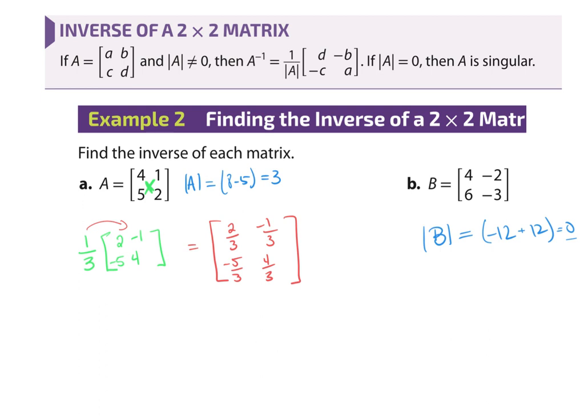0 does not have a reciprocal, right? I cannot multiply anything by 1 over 0. This does not work. So in this case, I would say this has no inverse. So no inverse for this one would be your answer. You would stop there. There is no inverse.